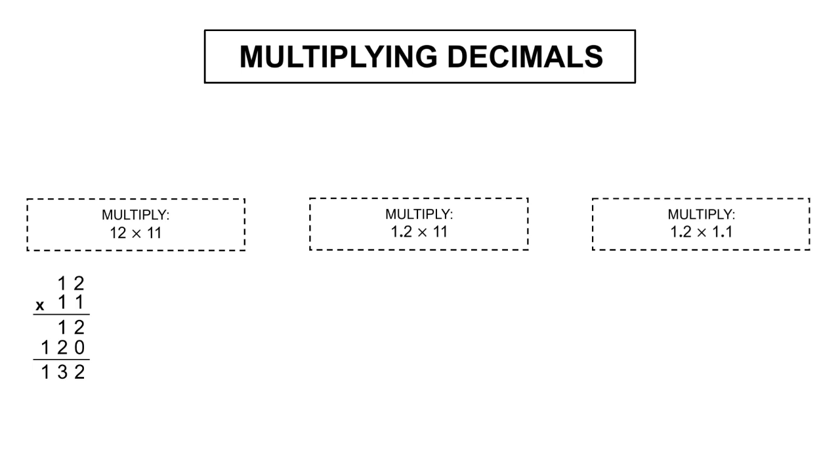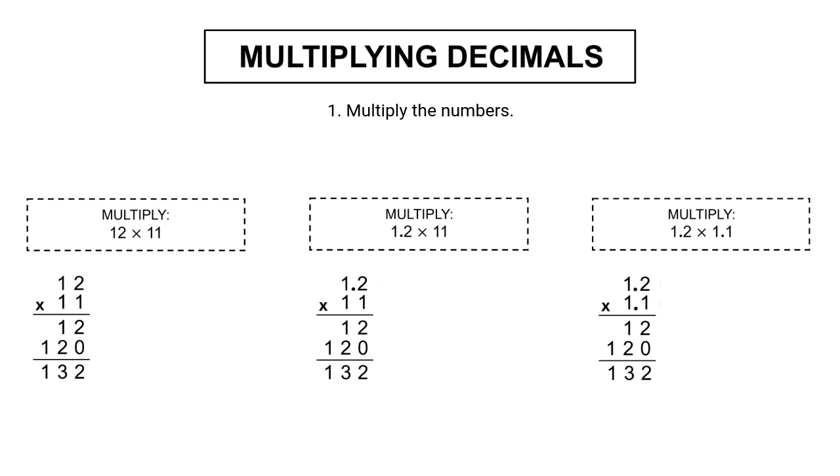Let's get into multiplying decimals. So the first step you do when you multiply decimals is you multiply the numbers. So you can already see how 12 times 11 is worked out. And notice how the other two are worked out the exact same way. The reason being is you don't worry about lining up the decimal points. You just simply multiply the numbers. We only worry about the decimal points when we're finished at the end of the problem. So for the first step, just multiply like you normally would.